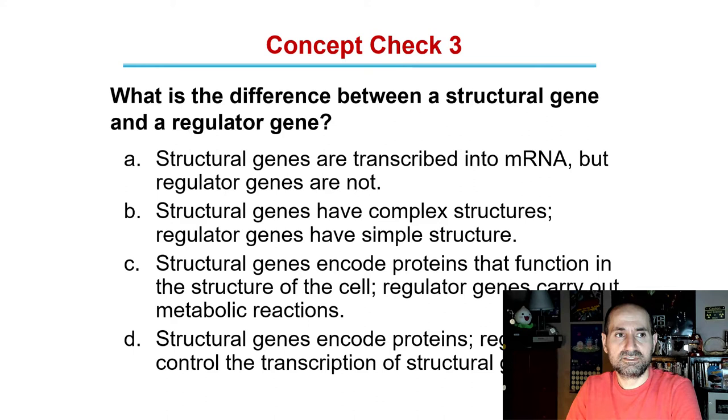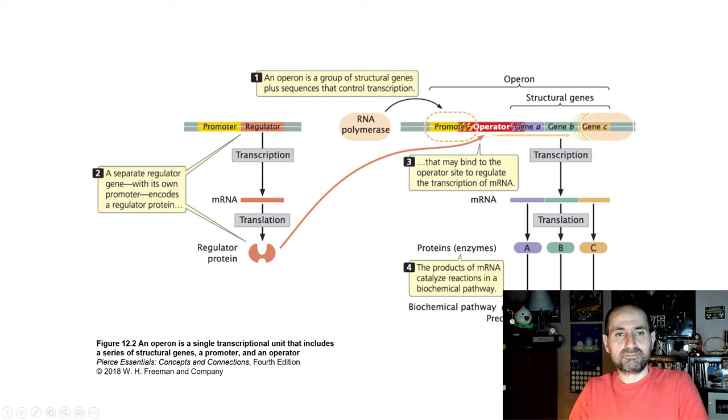So, concept check number three time. What is the difference between a structural gene and a regulator gene? I'm not going to read through all of these, but I want to jump to the answer here. A structural gene encodes proteins, such as enzymes or receptors, some kind of protein involved in metabolism, or a structural protein, some kind of useful protein for the cell. But a regulator gene controls transcription of the structural genes. You would call a regulator gene any gene that gives rise to a product that regulates gene expression. Usually these products are proteins, but sometimes they could be RNA. Okay, so it's D.